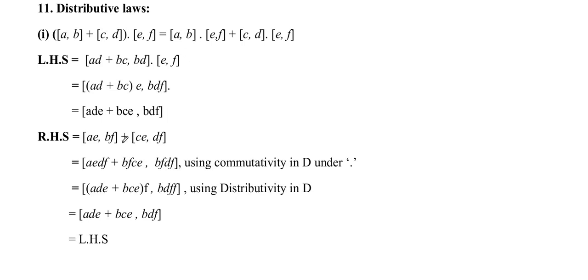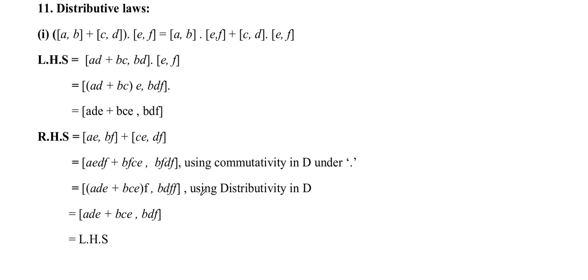Then go to the RHS. So you have AE BF plus CE DF. So you have this. Now you'll have to, by the definition of addition, this into this. So AE into DF plus this into this, BF into CE, then BF DF.